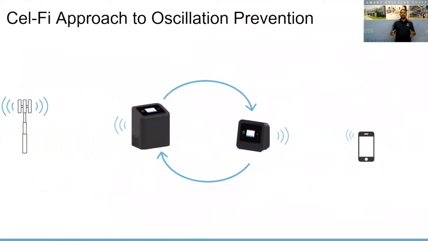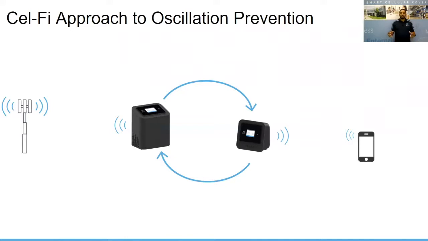So now we're going to talk about the Cel-Fi approach and how we actually prevent oscillation. Although it's very good to detect and correct from the conditions occurring, we go a little bit further and we prevent the oscillation condition. So in the middle here we have our legacy Pro two-box solution. On the left, we have the network unit or the window unit that receives the signal from the macro network.